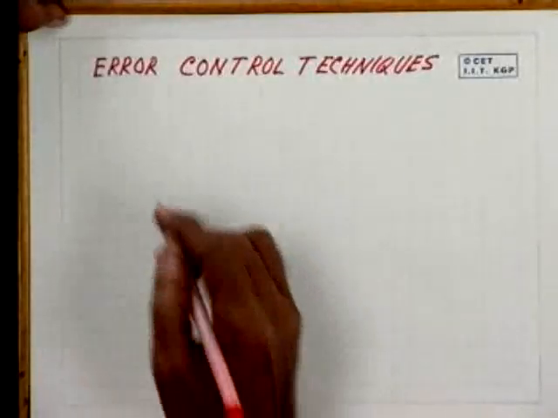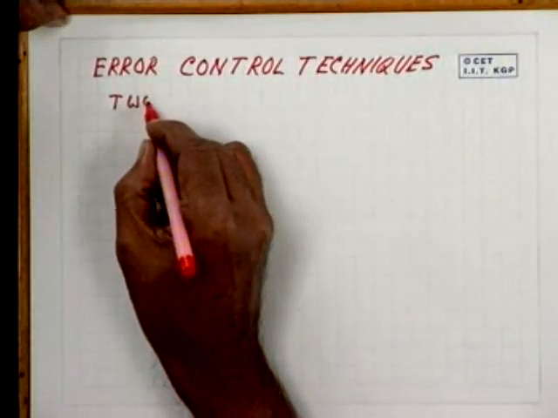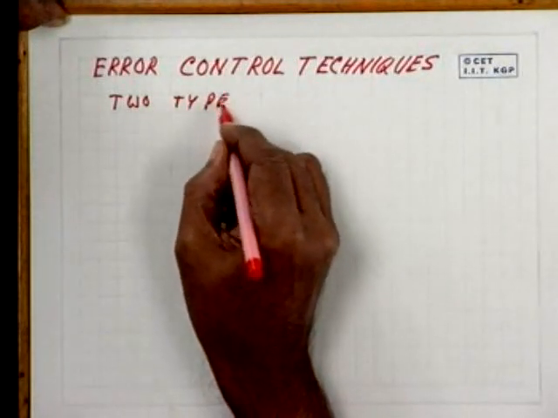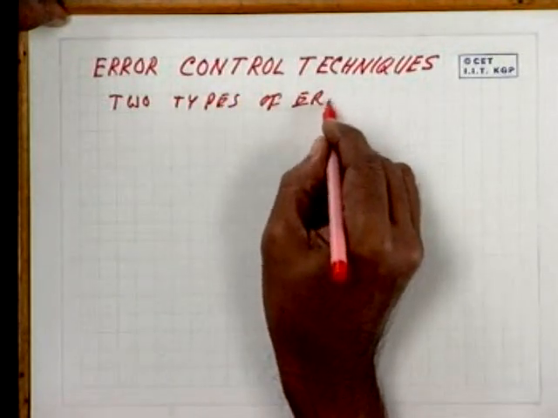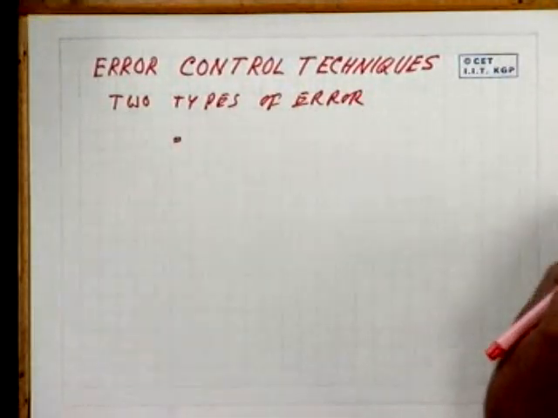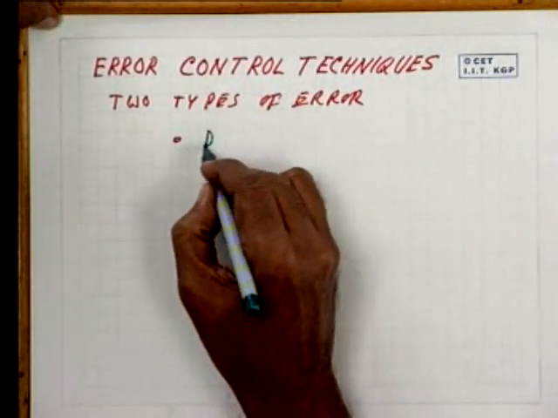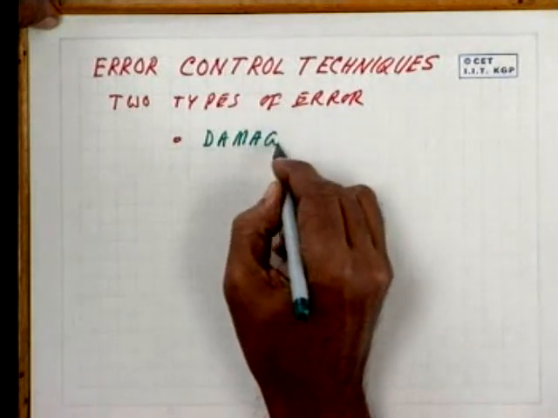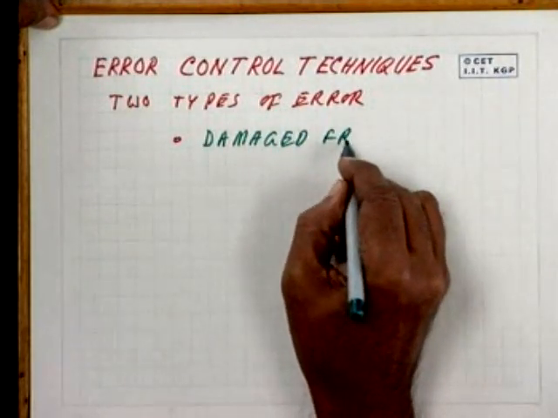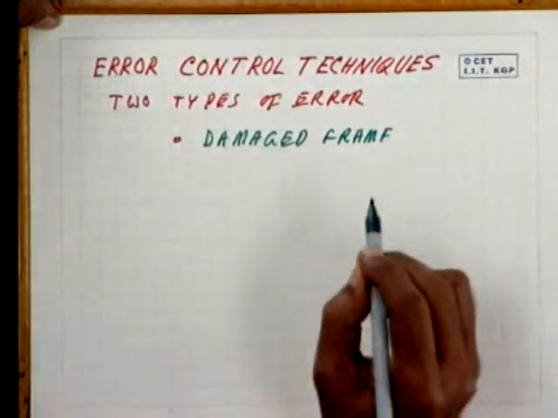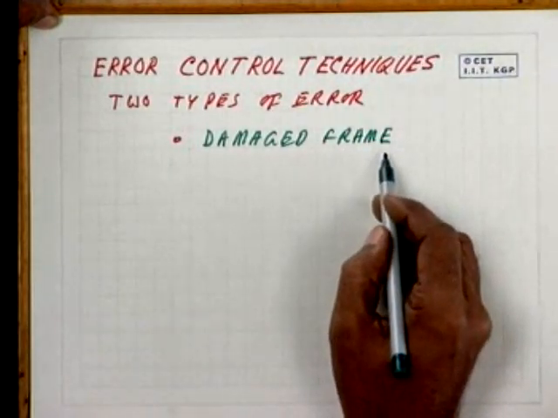We can assume that there are two types of error. First is what we may call damaged frame. In this case, a frame has been received in corrupted form and the receiver is able to detect that error has occurred by using either parity checking or by using cyclic redundancy code.